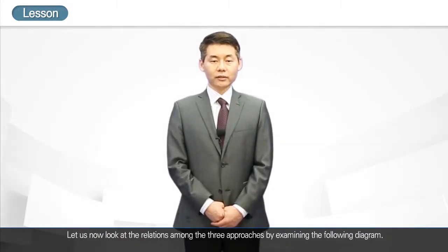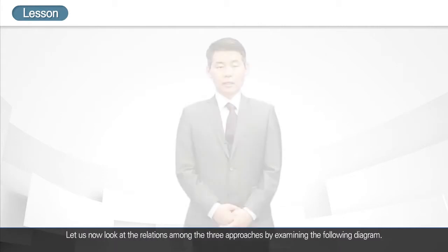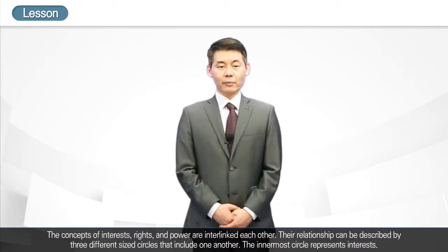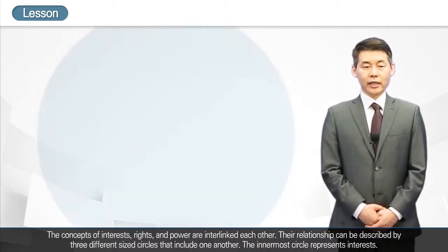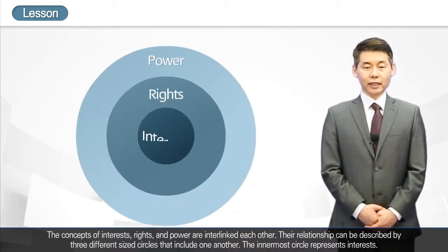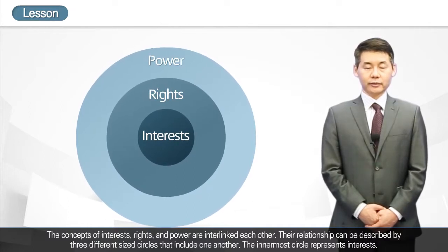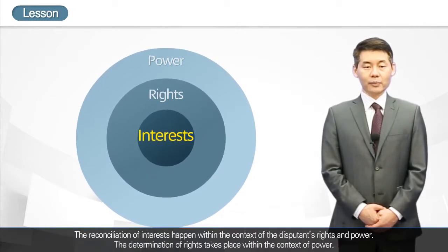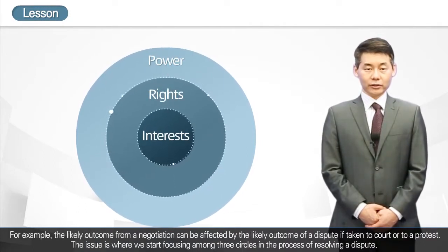Let us now look at the relations among the 3 approaches by examining the following diagram. The concepts of interest, rights, and power are interlinked to each other. Their relationship can be described by 3 different sized circles that include one another. The innermost circle represents interest. The reconciliation of interests happens within the context of the disputants' rights and power. The determination of rights takes place within the context of power. For example, the likely outcome from a negotiation can be affected by the likely outcome of a dispute if taken to court or to a protest.